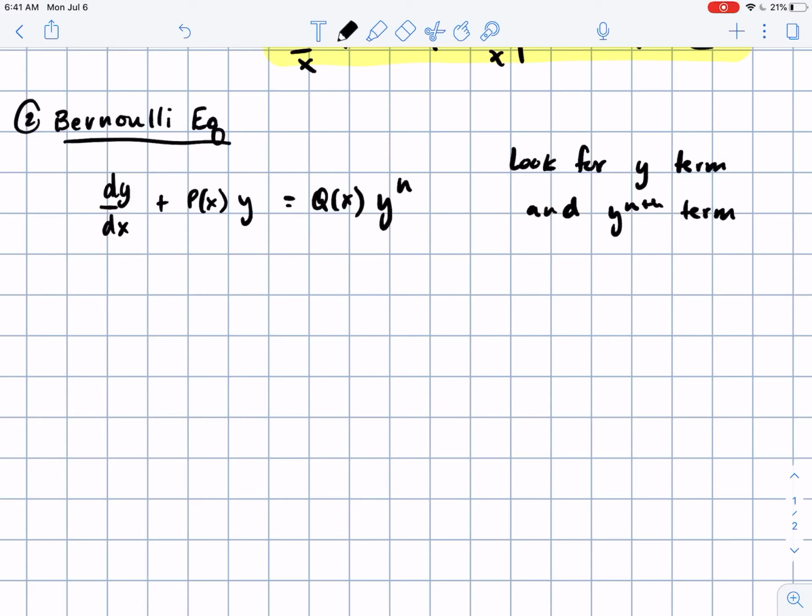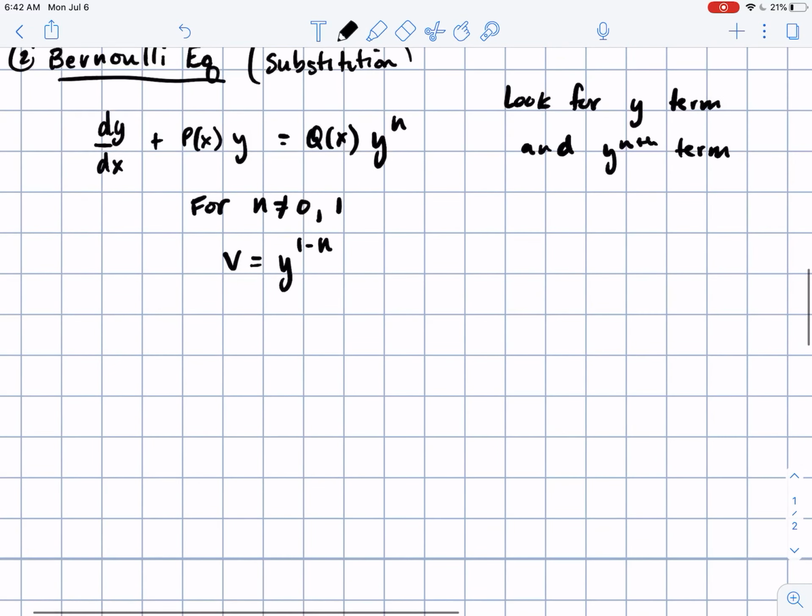So in here, Bernoulli is for any n not equal to 0 or 1. Obviously 0 would be linear. If it was 1, you could just combine the y's together. So this is for anything greater than 1. And we're going to make our variable v equal to y to the 1 minus n. Okay, so that's how you're going to do your substitution. This is still considered a substitution method, but it's with a Bernoulli equation where you get this form. Okay, so let's do an example here.